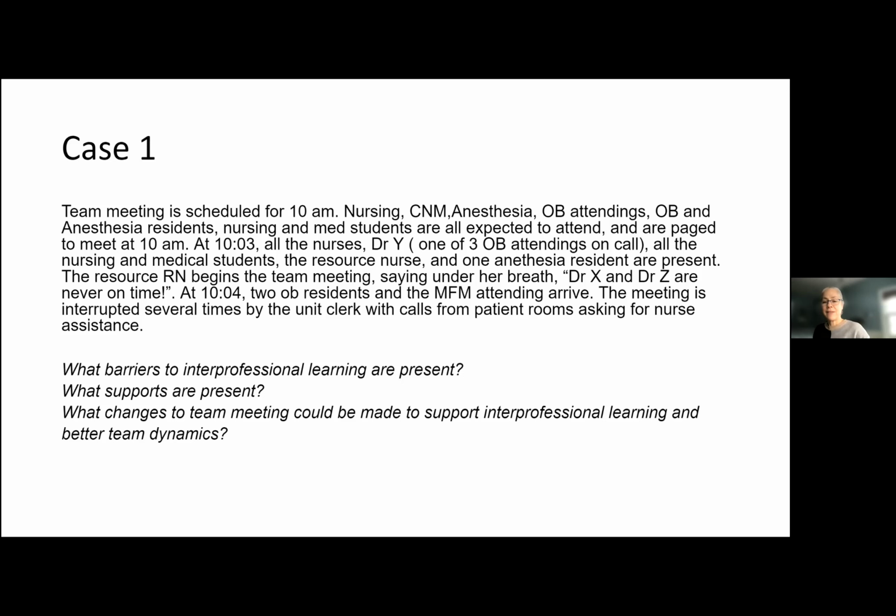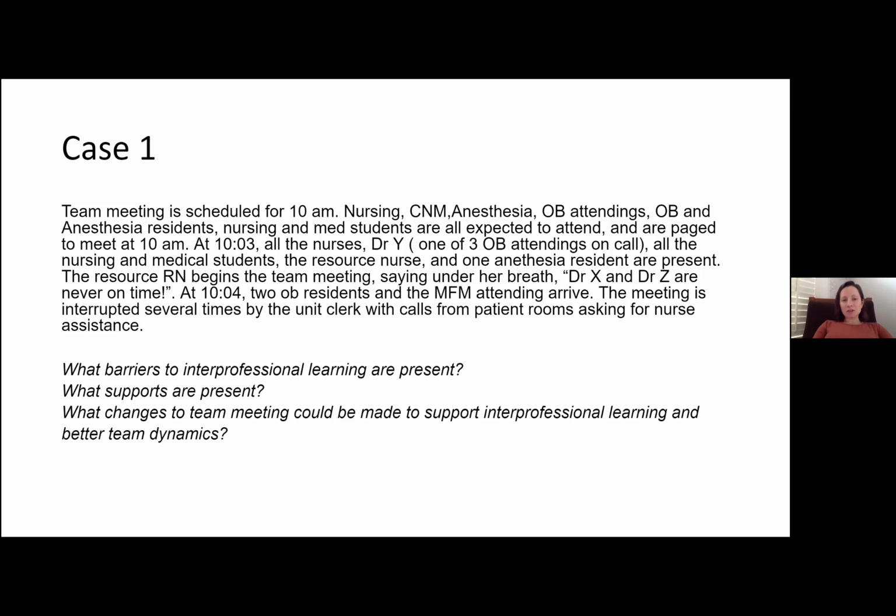So I can start. It seems like some of the barriers are just expectations to be on time to a meeting and the importance of being on time to that meeting, as well as some of the expectations for the clerk who's calling from patient rooms asking for nurse assistance. So expectations of what is appropriate to call for and what is not, what can wait until the meeting is done. So I think clarifying those two things would help with a more effective sign out or meeting.